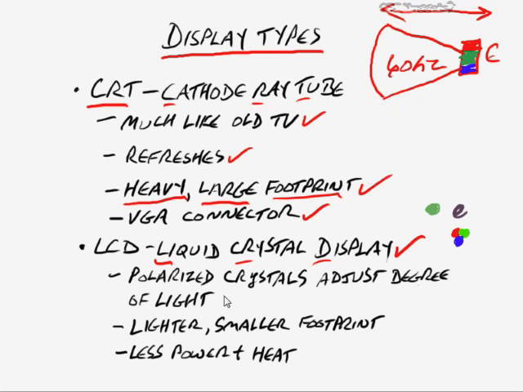So anyway, it's those polarized crystals that create that combination of light. And then we'll also get, with an LCD monitor, a much lighter and smaller footprint. Just like your LCD televisions are flat screens, so are these LCD display types for our computer monitors. And they're also going to generate or require less power, and they'll generate less heat as well. So you have those advantages.